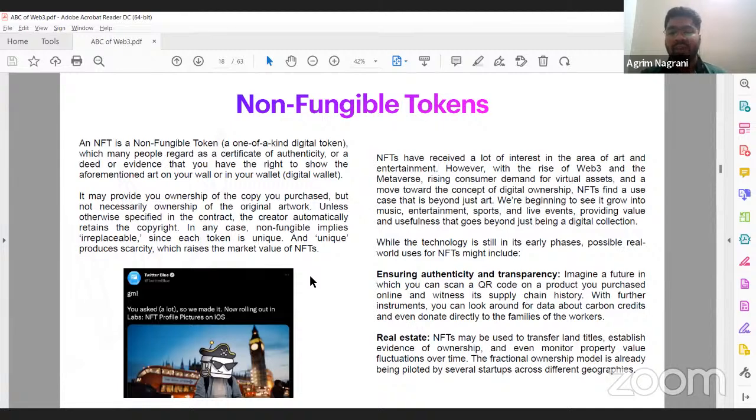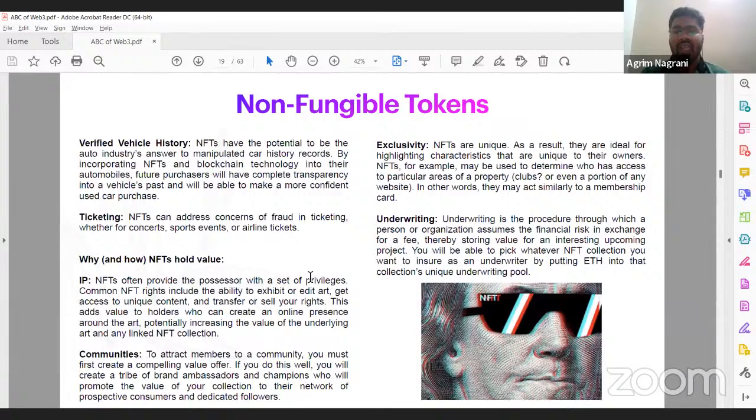Again, coming to the use cases of NFTs, NFTs are being used in the real estate industry for the transfer of land titles, as we discussed earlier. Then for history, like vehicle history, we are also using NFTs. Then one of the most important advantages is for ticketing purposes. There are various times when you are buying a ticket for large events and the chances of fraud or forgery are there. So here again, you can use the NFT.